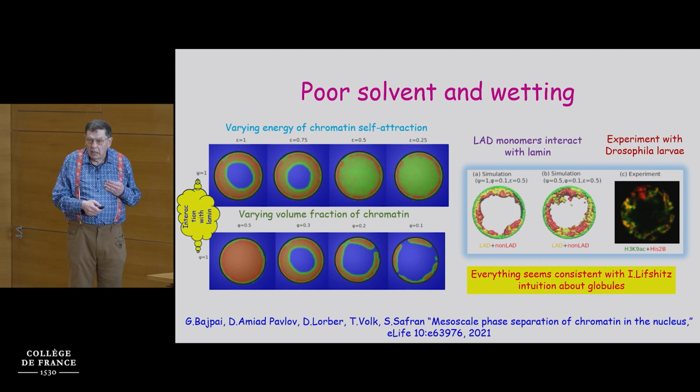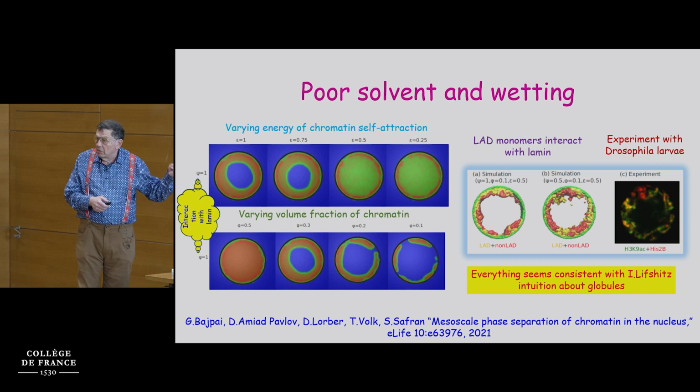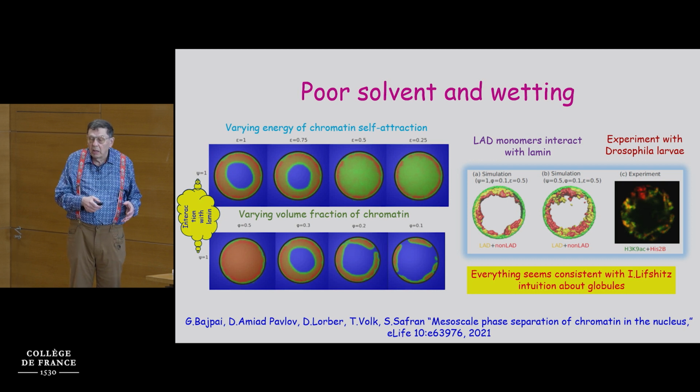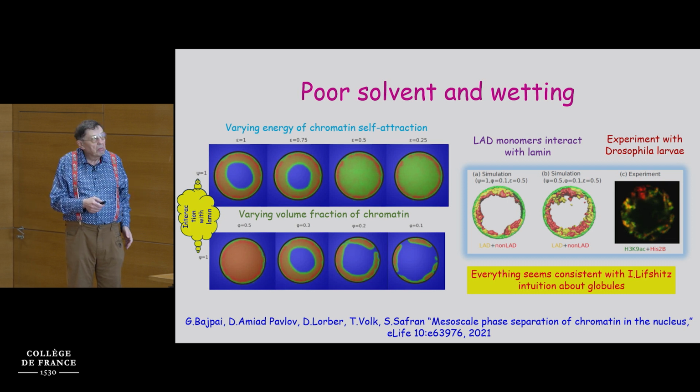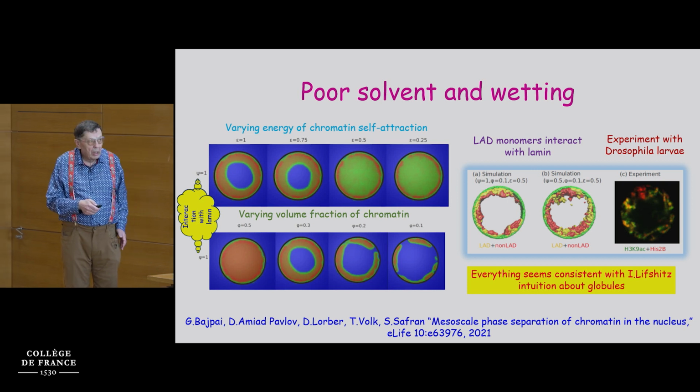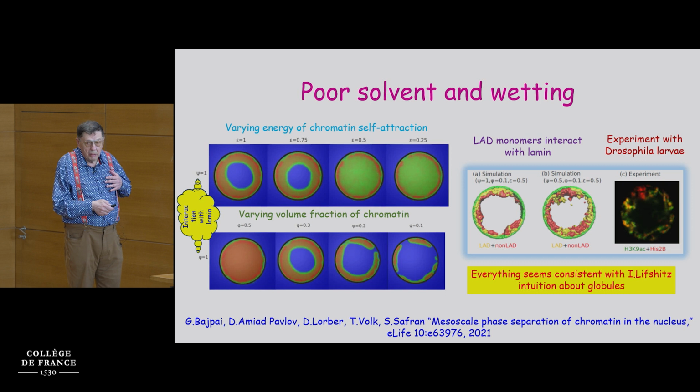So in my language, it supports the idea that there is sort of a polymer globule inside, and this polymer globule behaves almost like a liquid, and there is a wetting of the surface, so there is no surprise here. You basically obtain from your simulation what you put into your model, in my opinion.